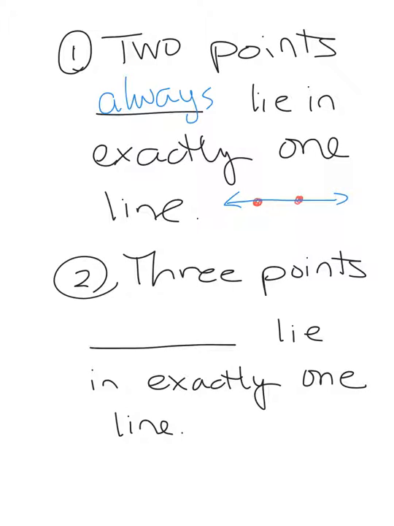Let's look at the next example. 3 points, and again, always, sometimes, or never, lie in exactly one line. Well, 3 points makes things a little bit different. So I can have my 3 points right in a line. We call that collinear. Or I can have 3 points not on a line, and we call that non-collinear. So we might have the same rule for both or different rules for both. The collinear points, they are definitely exactly in one line.